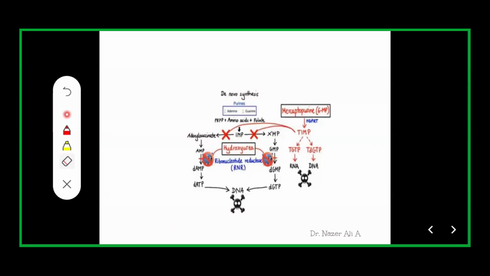Furthermore, through a series of reactions, this TIMP can be converted to thioguanine triphosphate. This is TGTP, which gets incorporated into RNA. As a result, there is an inhibition of RNA synthesis, as well as a production of thiodeoxyguanine triphosphate. This is TdGTP, which will be incorporated into DNA. So as a result, what happens? There is an inhibition of both DNA and RNA synthesis, which ultimately results in cell death. So this is how mercaptopurine acts.